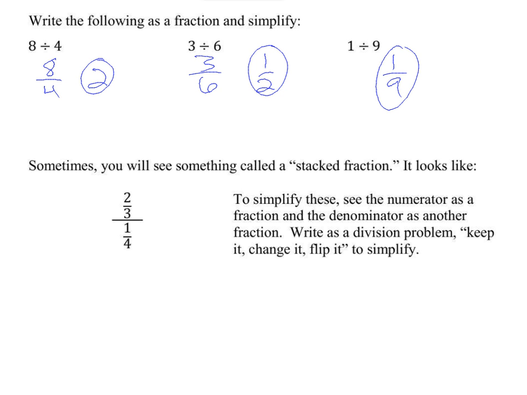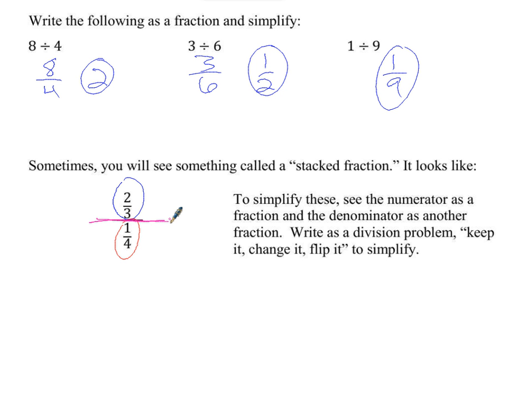All right, it's time now to learn where leave it, change it, flip it comes from. And the best way to learn where it comes from is to look at this problem right here. It looks crazy. It looks like 2 divided by 3 divided by 1 divided by 4. Technically, that is what's there, if you include commas or grouping symbols around what I just said. What we have actually is 2 fractions that are being divided. We have the numerator fraction 2/3, and we have the denominator fraction 1/4, and they are being divided.